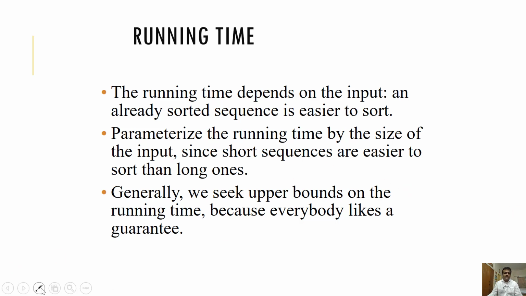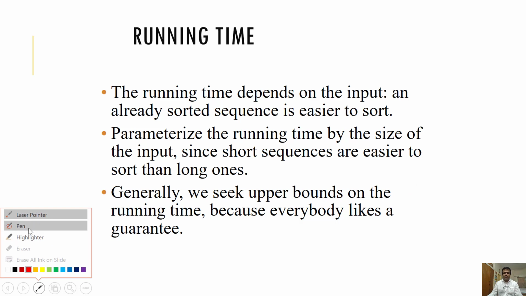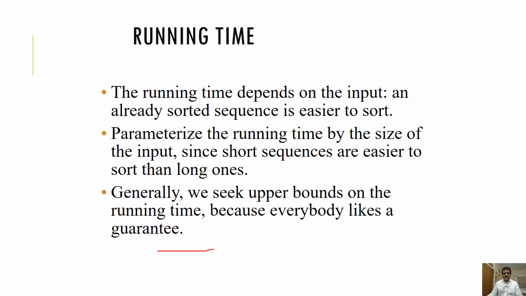So if we denote T(n) to be the runtime, runtime T(n) is a function of n. So it will depend on the size of the input. If n varies, then the runtime will vary. So we have to make the runtime a function of n. So we want to parameterize the runtime as a function of n.